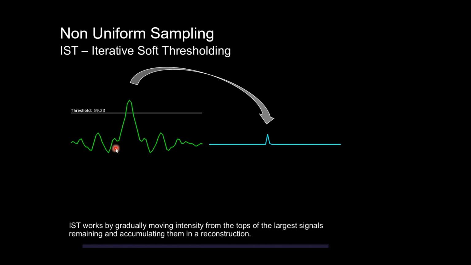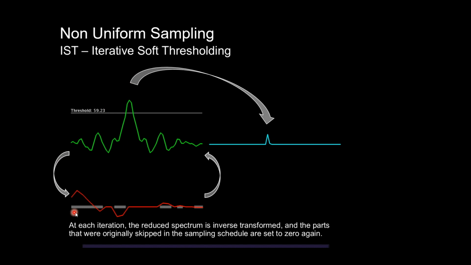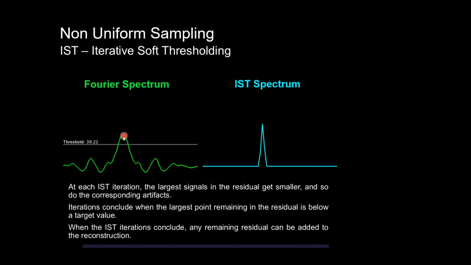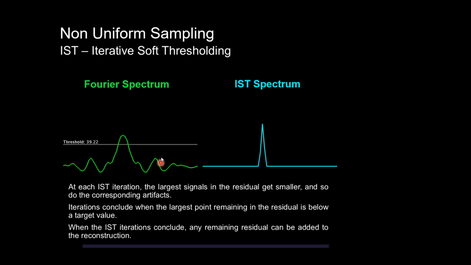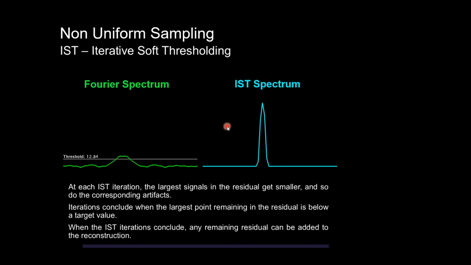We'll inverse transform that signal back into the time domain, and whatever points were skipped in the original measurement will be set back to zero, and we'll Fourier transform it back into the frequency domain again, choose a new threshold that's a bit lower, and repeat this procedure over and over again. So we will gradually transfer intensity from the tops of the biggest peaks into our accumulated IST spectrum. And as we transfer intensity, the corresponding artifacts get smaller and smaller because the peaks get smaller and smaller. We can stop these iterations anytime that we want. And whatever residual is left over here, we can add into the final result to be sure that it captures all of the intensity that we measured originally.